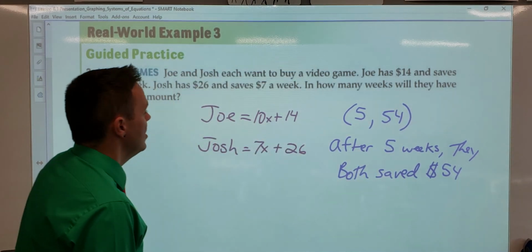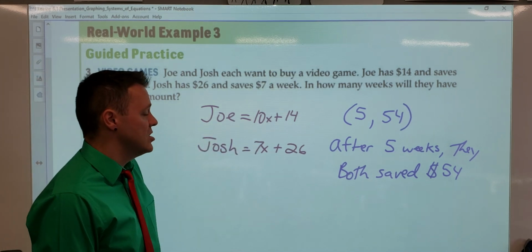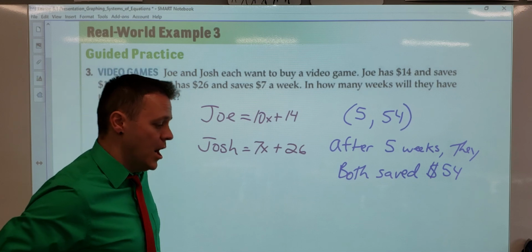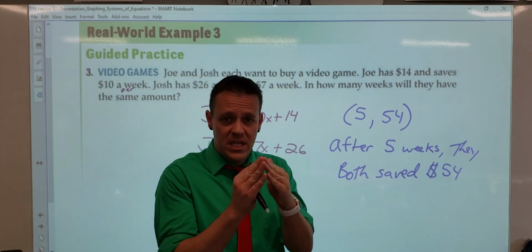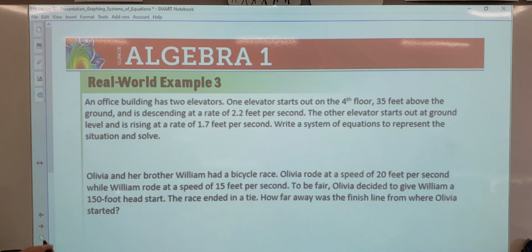And then from there, who's going to start saving more? It's probably going to be Joe. Joe is going to start saving more beyond that. But up to week 5, once they hit week 5, it's the same, and then after that, Joe's going to surpass them by a long shot.